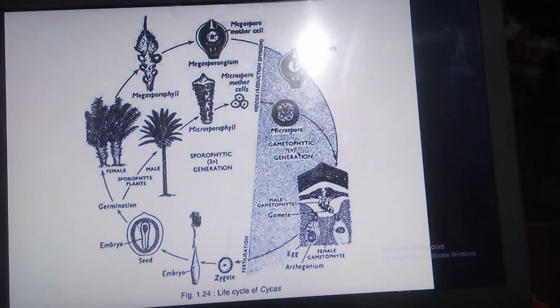So from here starts the gametophytic generation, that is haploid, N. Up to here, both the male and the female gametes are haploid. So this phase is the gametophytic generation. Now when they fuse after fertilization, they form a zygote. This zygote is diploid, which represents the first phase in the sporophytic generation, that is 2N. So the zygote forms the embryo, and the embryo develops into a seed, which will germinate and develop into the sporophytic plant.